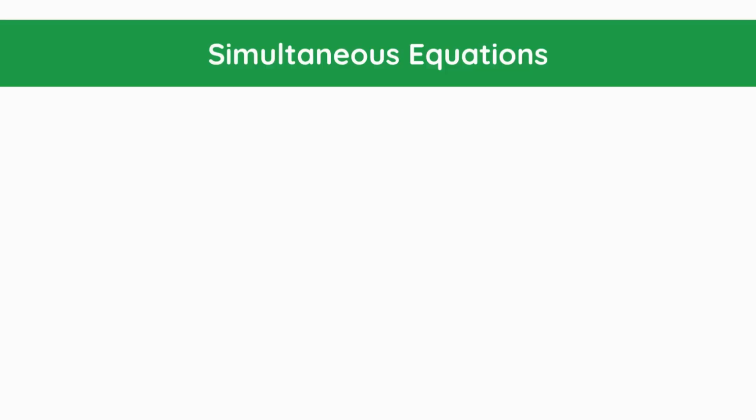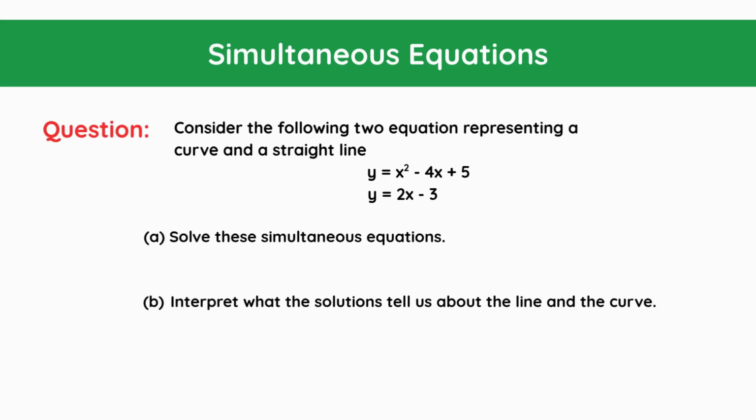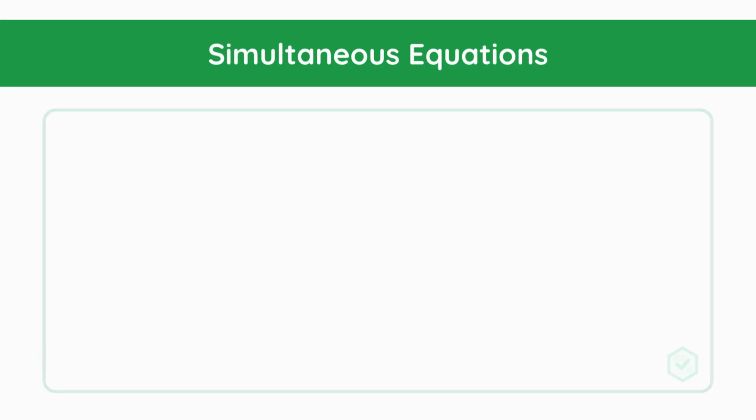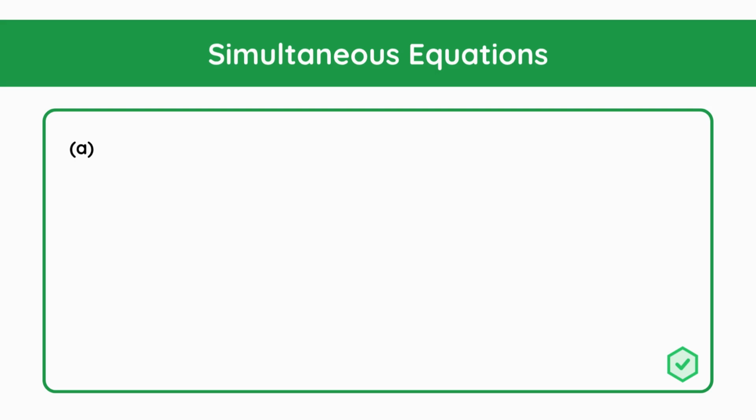Now let's look at a more complex past paper question. We are given the equations y equals x squared minus 4x plus 5, y equals 2x minus 3. Part A asks us to solve these simultaneous equations. Part B asks us to interpret what the solutions tell us about the line and the curve. Let's start with part A. Since both equations are equal to y, we set the right hand sides equal to each other. x squared minus 4x plus 5 equals 2x minus 3.